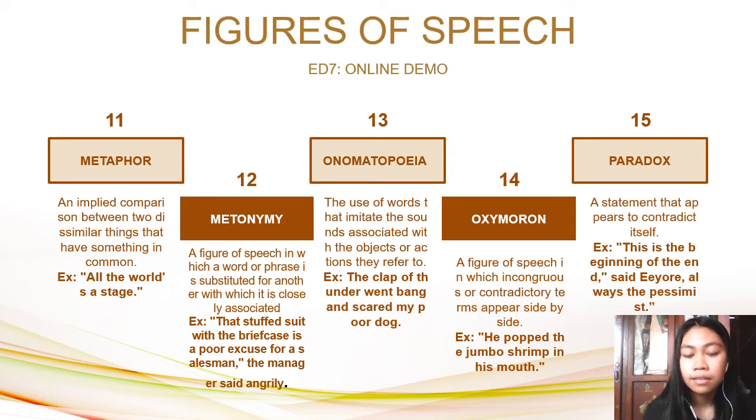Oxymoron. Oxymoron is a figure of speech in which incongruous or contradictory terms appear side by side. Example: he popped the jumbo shrimp in his mouth. Paradox: a statement that appears to contradict itself. Example: this is the beginning of an end, said Ayers, always with businessmen.